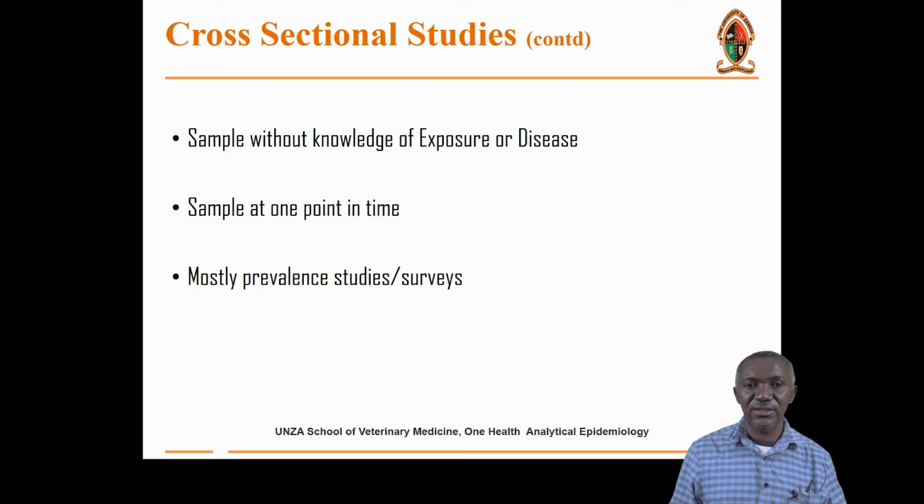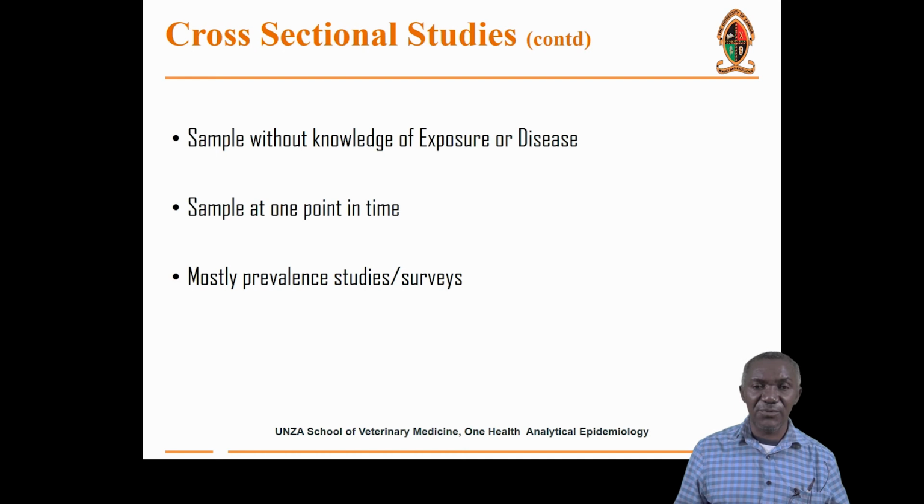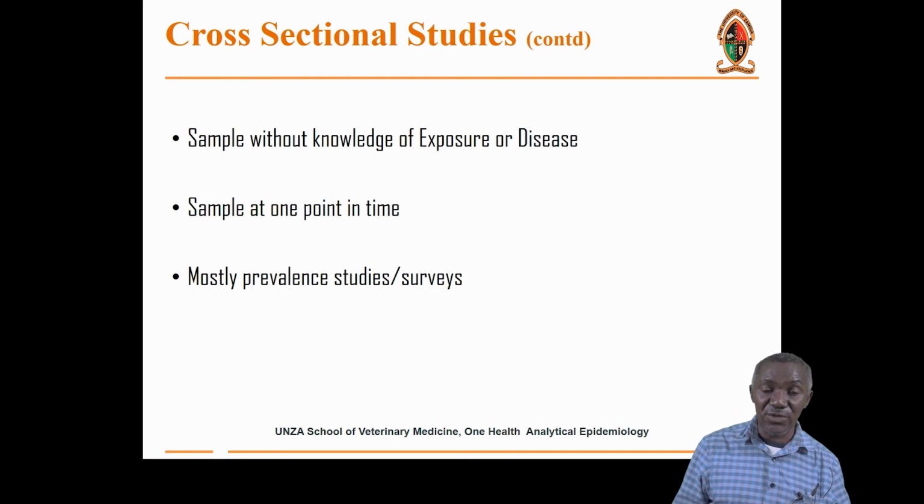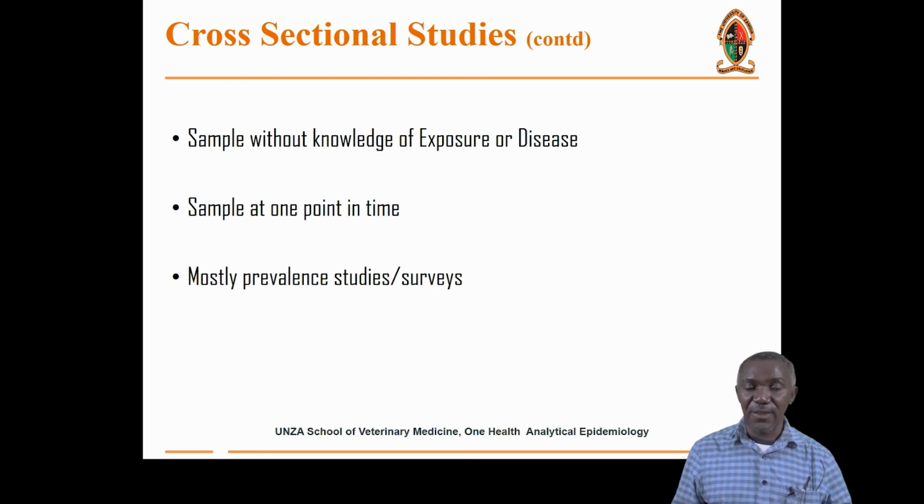So in a cross-sectional study, you sample without knowledge of either whether the study subject is exposed or diseased. You remember that one of the characteristics that defines a particular study design is how you do the sampling. How you do the sampling with respect to the exposure status of the animal or the person, whether they are exposed or not exposed, or also how you do the sampling with respect to their disease status, whether diseased or not diseased.